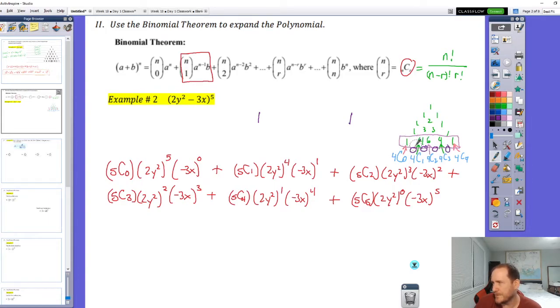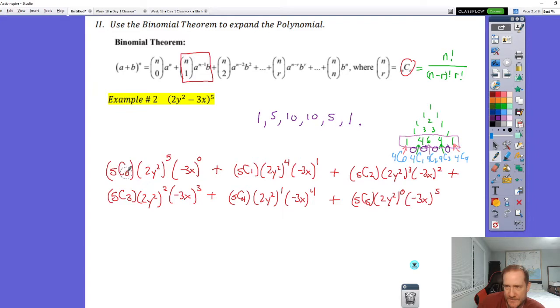So we can see 1 plus 4 is 5. 4 plus 6 is 10. 6 plus 4 is 10. And 4 plus 1 is 5. So we can actually see that the entries in the row that we want are 1, 5, 10, 5, 1. Now here's the thing. There is another rule that says 5 choose 0 is 1. The rule actually says that any number choose 0 is 1.